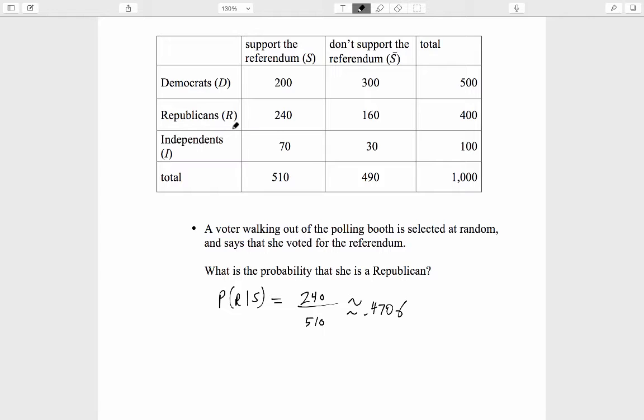0.4706. If we had no idea how she was going to vote on the referendum and wondered how likely it is that she's a Republican, the chance would be 400 out of 1,000. But knowing that she voted yes on the referendum causes us to revise our assessment of this likelihood upwards to 0.4706. We are more likely to think that she is a Republican after finding out that she voted yes than we were before we knew anything about how she voted.